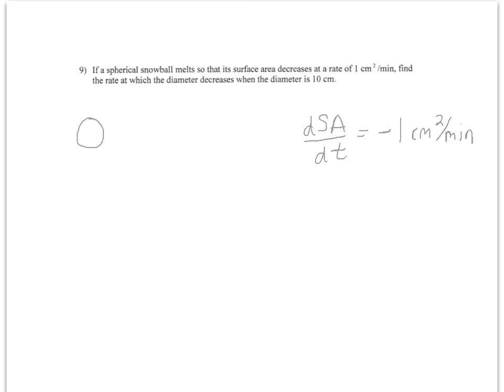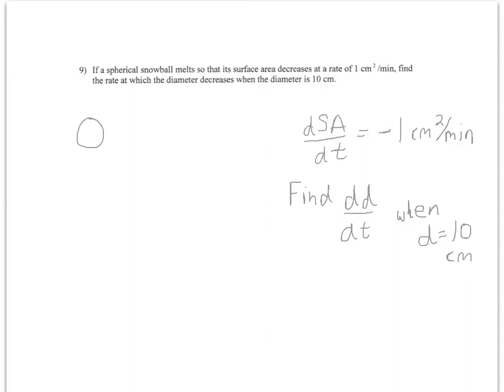We want to find the rate at which the diameter decreases when the diameter is 10 centimeters. So we want to find dD/dt when D equals 10 centimeters.